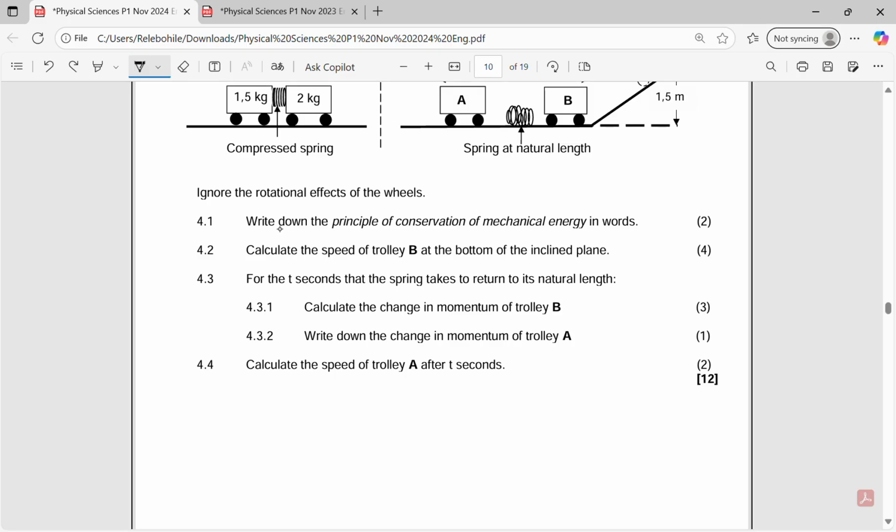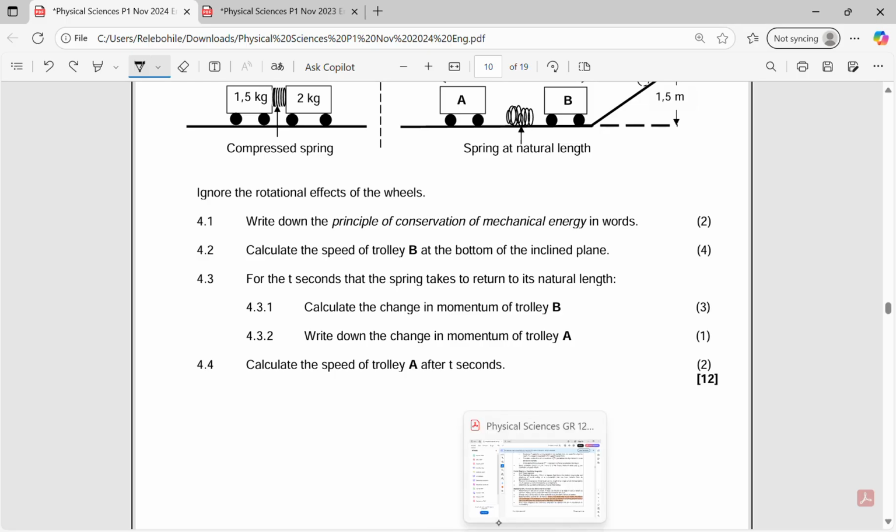4.1 then says write down the principle of conservation of mechanical energy in words. This one will want us to say that the total mechanical energy in an isolated system remains constant or is conserved. I'll just open the exam guideline as well for this one.